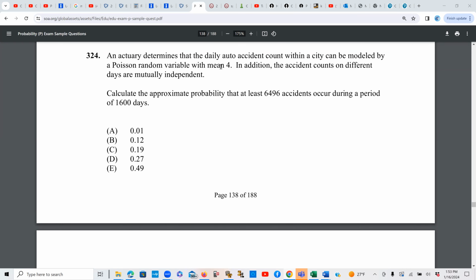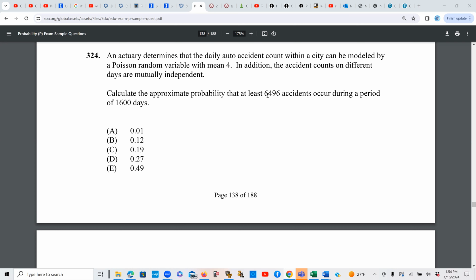So we have given the daily average to be 4, and we have to find what happens over 1,600 days. So now, theoretically speaking, this can be done by a Poisson distribution because the daily mean is 4, so the mean over 1,600 days will be 1,600 times 4, which is 6,400. But we are talking the probability of at least 6,496 accidents.